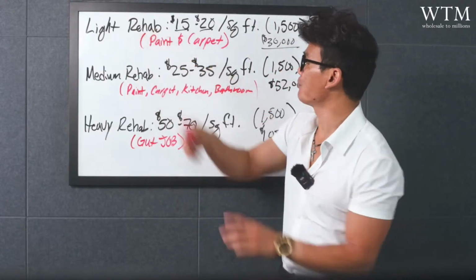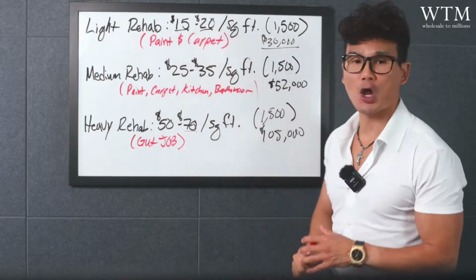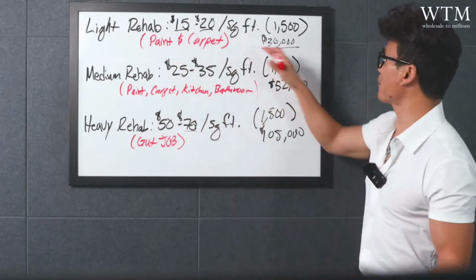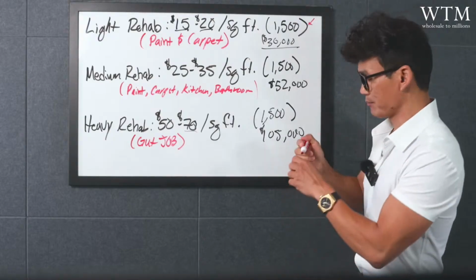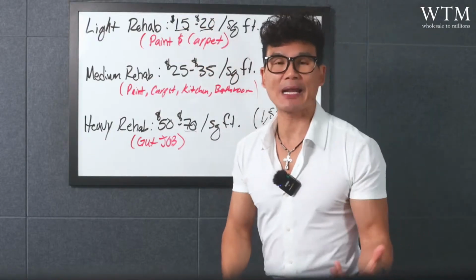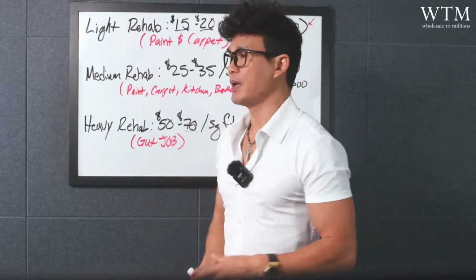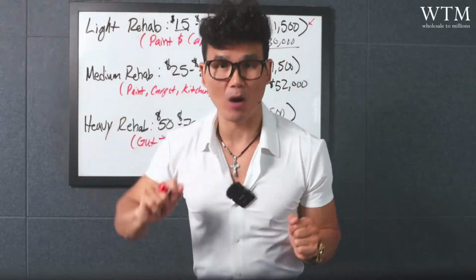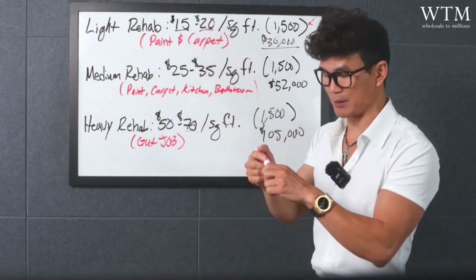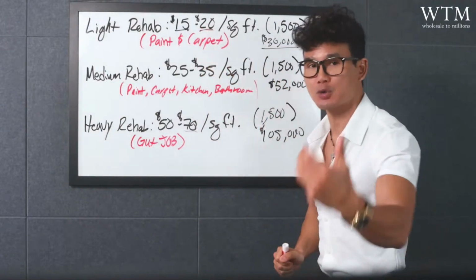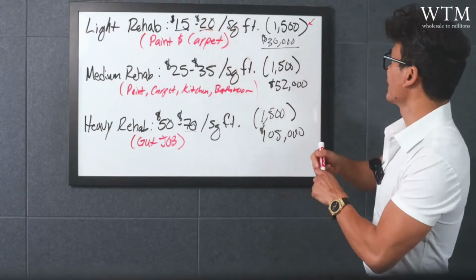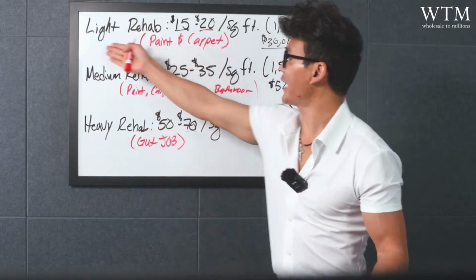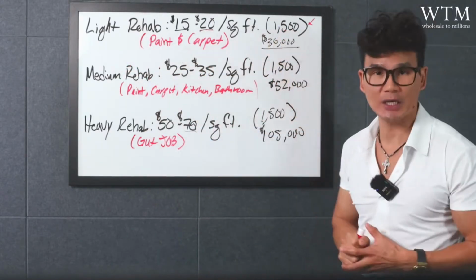For a light rehab, I would use $15 to $20 per square foot. So let's just say that property is 1,500 square feet. And $15 to $20 depends on your market, your area. If you live in Seattle, California, New York, the more expensive markets, then you probably want to go with a higher number. So if I use $20 per square foot, you take $20 times 1,500, that's about $30,000 to do a light rehab on a house that is 1,500 square feet.